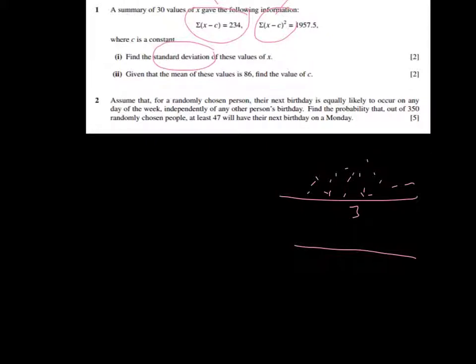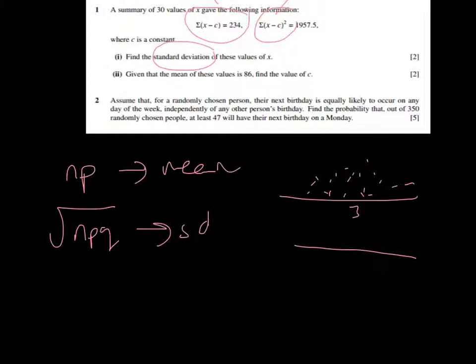Now question 2. This is talking about the probability of a birthday being equally likely on any day of the week, so there'd be a probability of 1/7. We've got 7 days, and we're looking at out of 350 people, at least 47 had their birthday on a Monday. So it's a binomial question where you're saying, is their birthday on the Monday or not? You've got a fixed number of trials, which is 350, but because the numbers are so big, you do an approximation. The key thing for your approximation is to know n and p, because that will be your mean, and to use the root of npq, because that will be your standard deviation.